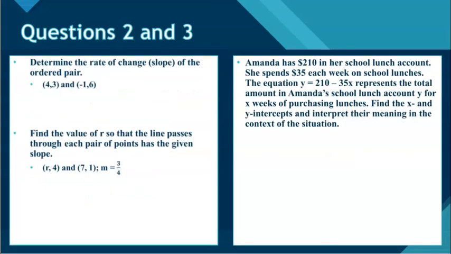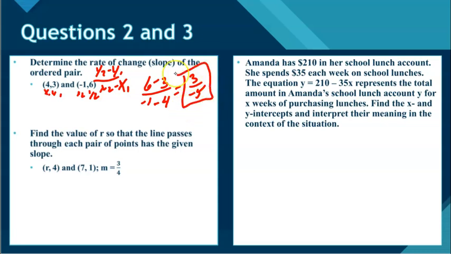Question 2. Determine the rate of change, or the slope, of the ordered pairs. Now, when they give us two ordered pairs, we're going to use the formula y2 minus y1 divided by x2 minus x1. So I'm just going to label this as x1, y1, x2, y2. So I'm going to have 6 minus 3 divided by negative 1 minus 4. And I simplify it, I end up with 3 over negative 5. So my slope is negative 3/5.